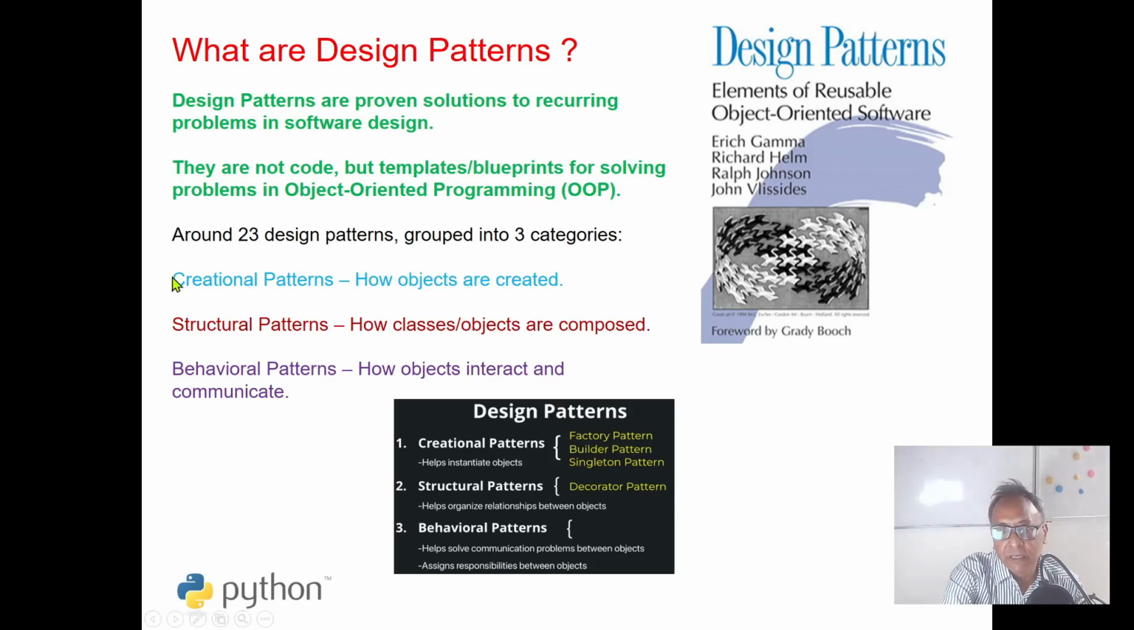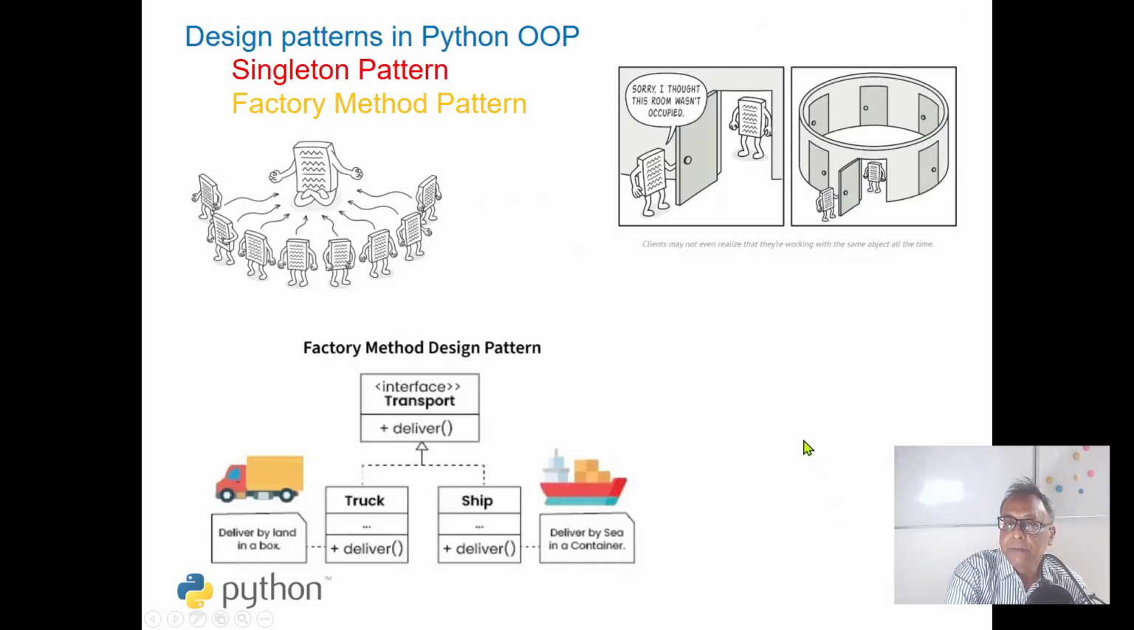And there are structural patterns, like how classes and objects are composed. Here we'll discuss the singleton pattern, like I showed, a MySQL connection, or one goalkeeper in a football team, and the factory method. The class will be the same, but how we pass a string decides the different method of logistics, whether it is ship or whether it is truck.